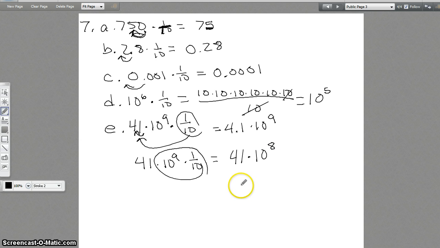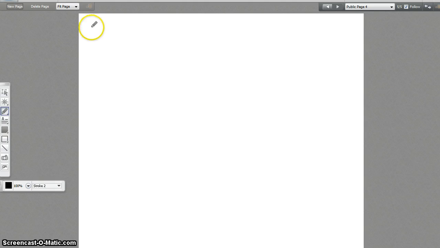Okay, so I'm going to do just one more problem real quick, and then that will be the end of this part one video. Number 8, we have: write each of the following numbers in decimal form. For part A, we have 2 times 10 to the 3rd.